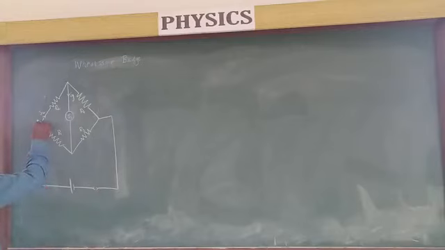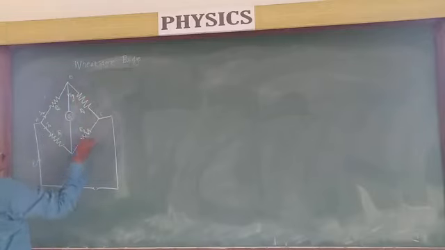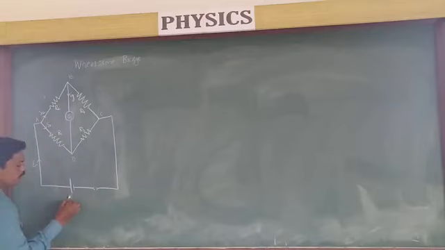Let us name these points A, B, C, D. In between B and D, a galvanometer is connected. Let the resistance of the galvanometer be G. And in between A and C, a battery or a cell is connected. This one is the cell or battery, and this one is the plug key.